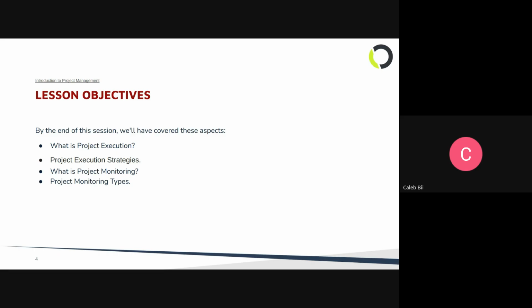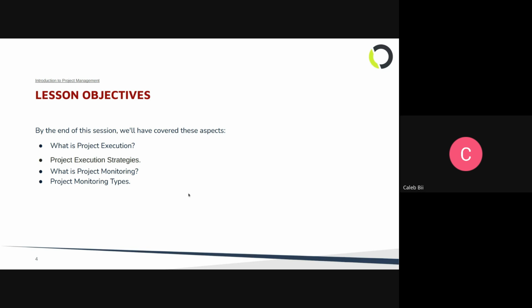By the end of this session, we will have covered the following aspects of project management: project execution, and after that, project execution strategies. Then we're also going to go through the project monitoring phase, which is one of the phases in the project management cycle. After that, we're going to look at the project monitoring types. We have various types of project monitoring, and we're going to have a look at those types and probably when to use them and when best to rely on them.